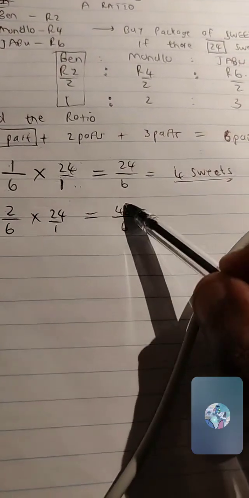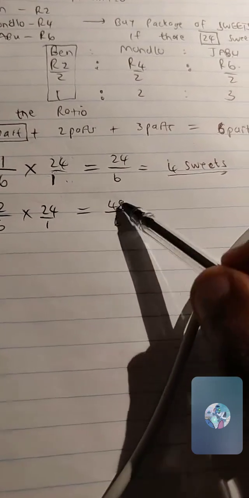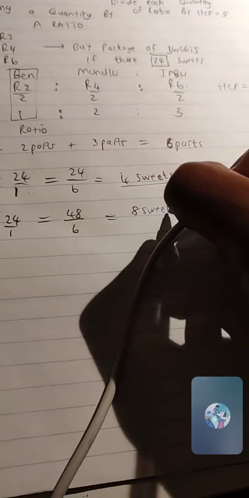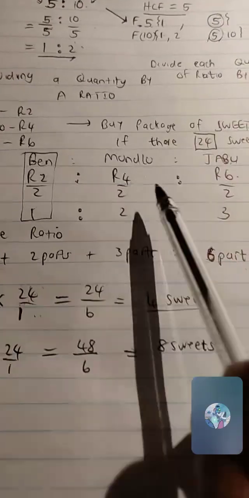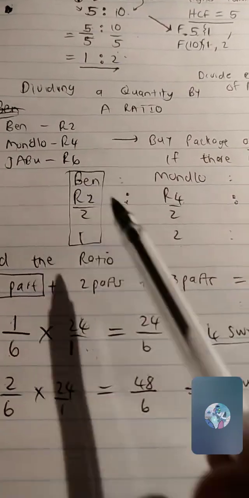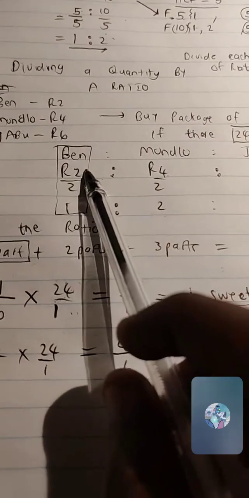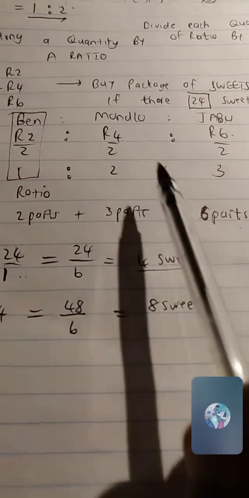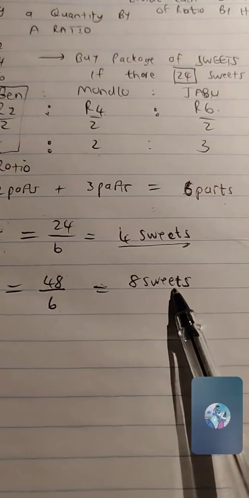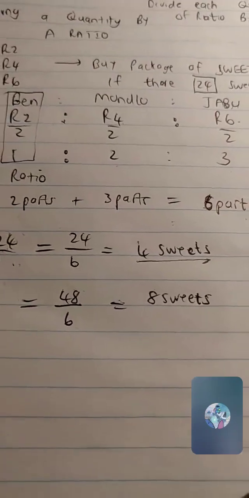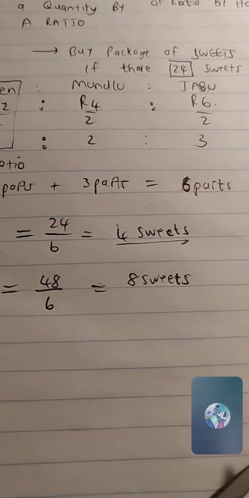And what's 48 divided by 6? 8, exactly. So that's 8 sweets. So that means with 4 rand, Mondlo was able to get 8 sweets, whereas with 2 rand, Ben was able to get 4 sweets. It makes sense, right? Because if you're paying less money, what are you expecting? Are we together? Right.